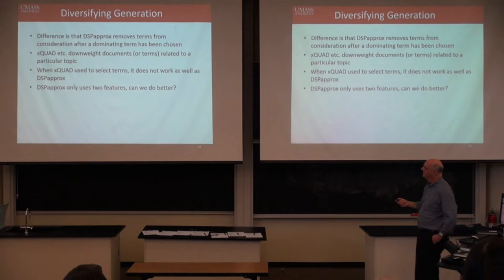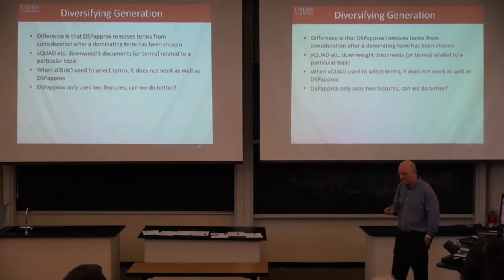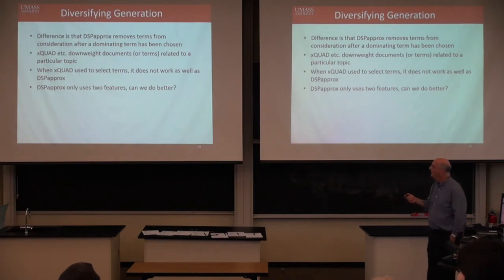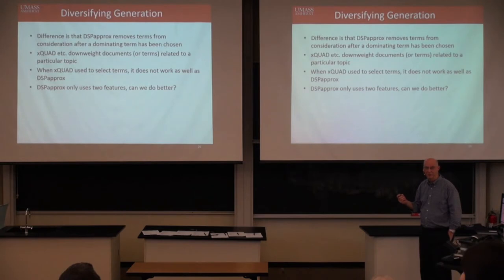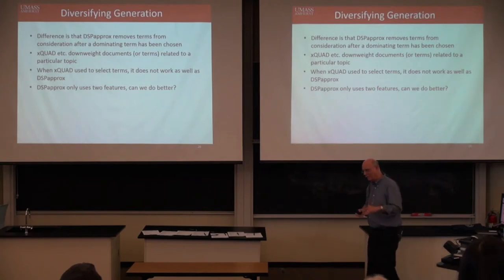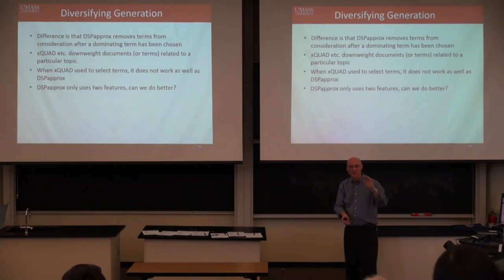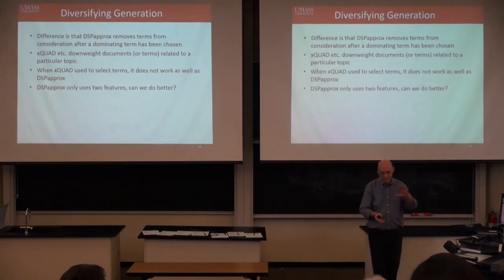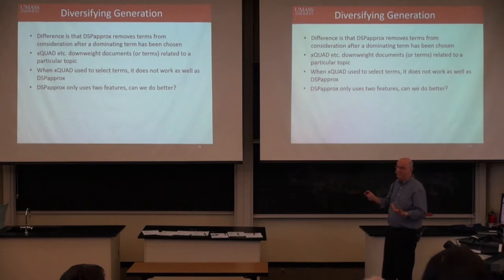The reason is that DSP and Prox, this heuristic, greedy approximation to DSP, essentially removes vocabulary after it has been predicted by some term, whereas xQuAD merely downweights it somewhat. This drastic downweighting that DSP approx does is much more appropriate when you're selecting from vocabulary than from topics. Remember, you've potentially got thousands and thousands of vocabulary terms, while with topics you're only talking about a very small number. So with the vocabulary, once terms are predicted, it's better just to throw them out and look at the other vocabulary.